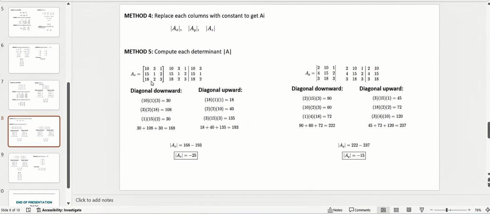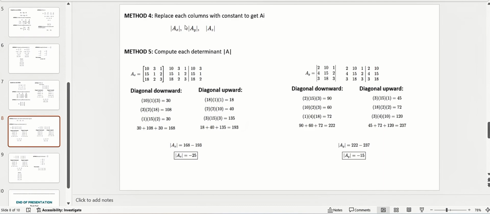Then diritas diagonal upward. 18 times 1 times 1 is equal to 18. 2 times 2 times 10 is equal to 40. And 3 times 15 times 3 is equal to 135. And then, atong i-add ng tulo, 18 plus 40 plus 135 is equal to 193. So, ato din siyang i-subtract ang duha to get the determinant of A sub x. So, 168 minus 193 is equal to negative 25. So, mao ni ang value sa atong determinant of A sub x.